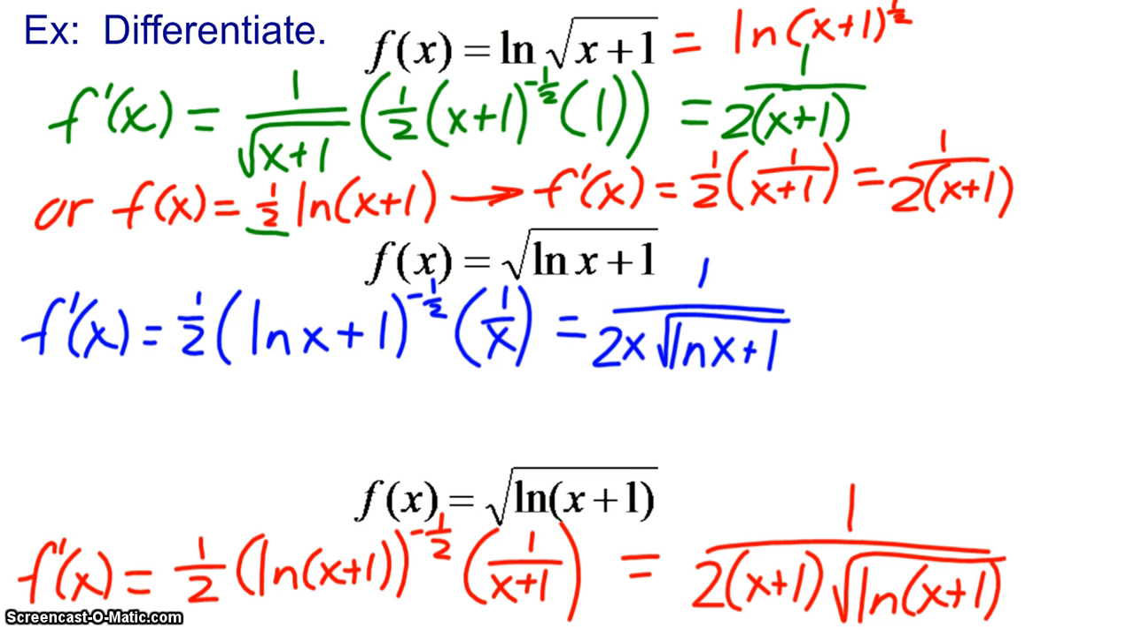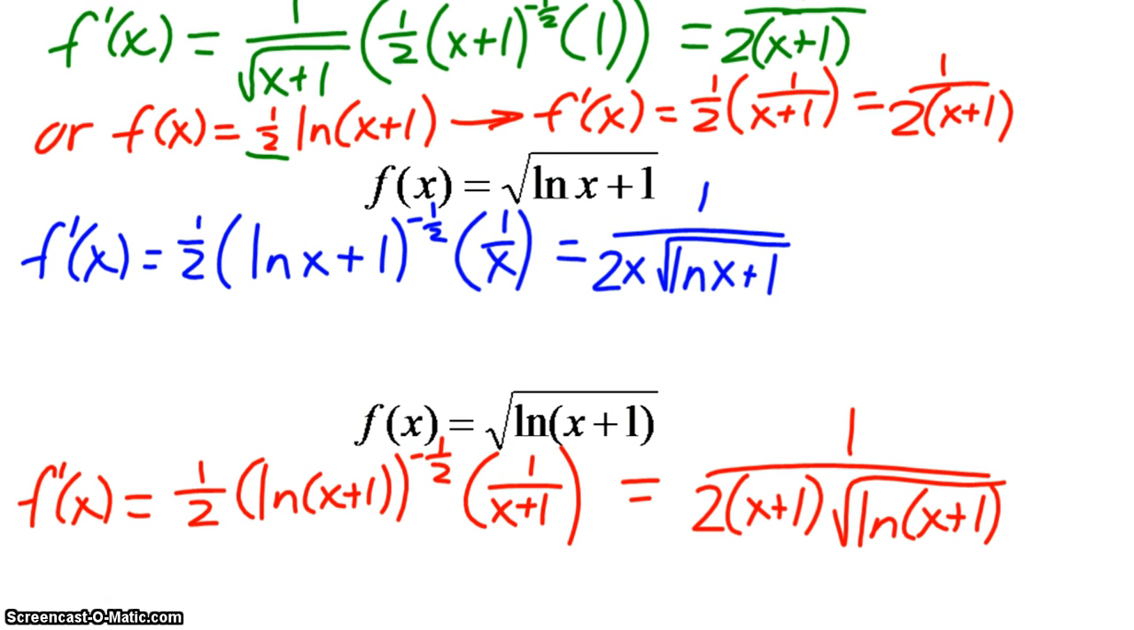Either way, you get the same answer. For the second one, we have to use the chain rule. So first I take the derivative of the outside, so I bring the 1/2 down in front, times the quantity that's on the inside, so the natural log of x plus 1, raised to the negative 1/2, and then times the derivative of the inside. The derivative of the natural log of x is 1 over x, and the derivative of 1 is 0, so that doesn't affect the problem.